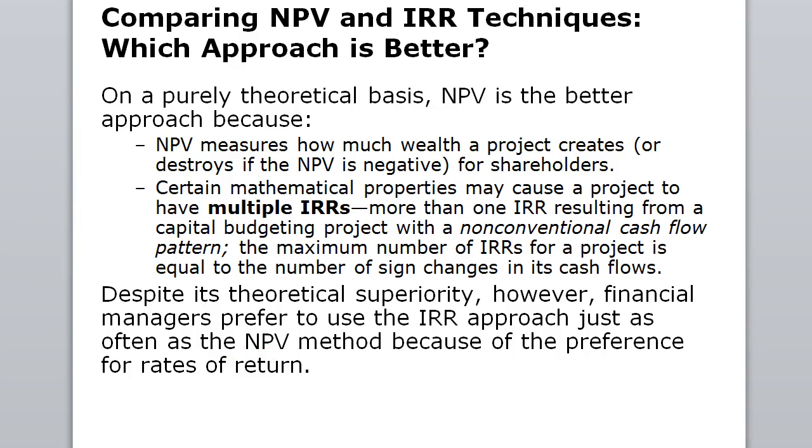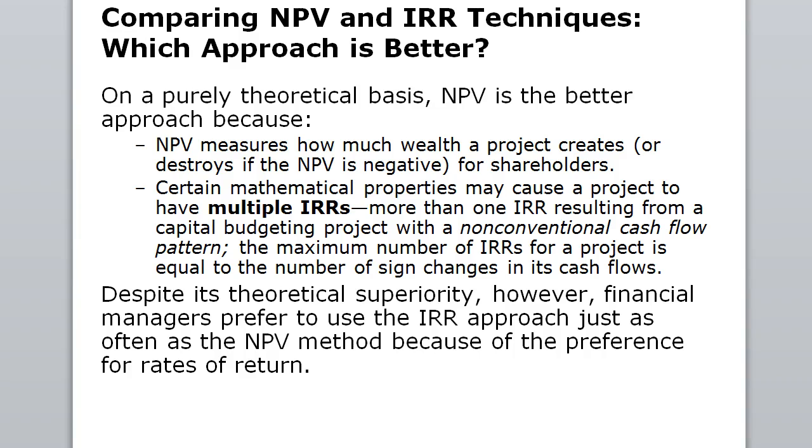So on a purely theoretical basis, net present value is a better approach. Doesn't mean it's always used, but net present value measures the amount of wealth the project's going to generate, and that's why we consider it better. But certain mathematical properties may cause projects to have multiple internal rates of return, more than one internal rate of return resulting from a capital budgeting project with a non-conventional cash flow pattern. So in real life, there are other dimensions to look at, such as multiple internal rates of return for a project.